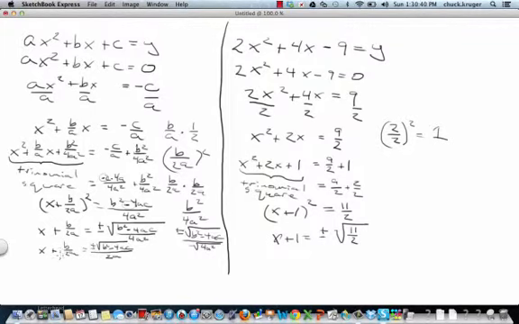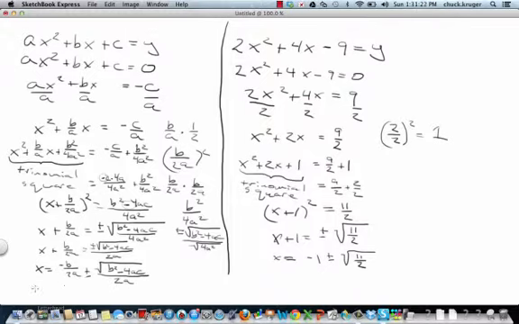Now if you notice, my denominators are the same on both of these. That's really nice. So over here I'm going to subtract the 1. And I'm going to get x equals negative 1 plus or minus the square root of 11 over 2. Now I have not rationalized the denominator. And over here I don't have to worry about rationalizing the denominator. And if I subtract b over 2a from both sides, I get negative b over 2a plus or minus the square root of b squared minus 4ac all over 2a.